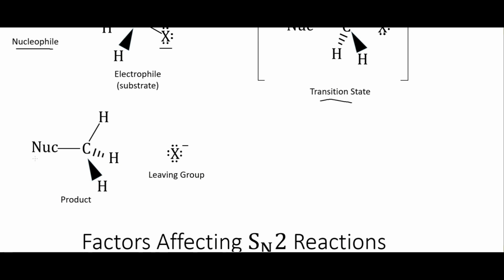So the product now has whatever the nucleophile was bound to our carbon, and the leaving group has now left. And if I wanted to make this even more general, I would have changed all these H's into R's here, because this could be anything. It doesn't have to just be on a methyl carbon. But anyway, that's the scheme for that.